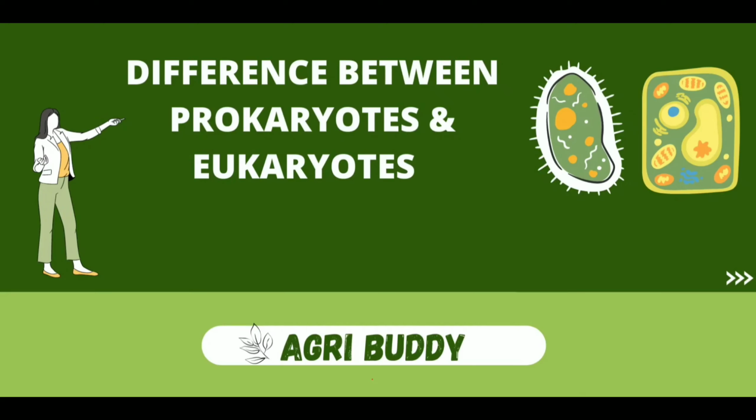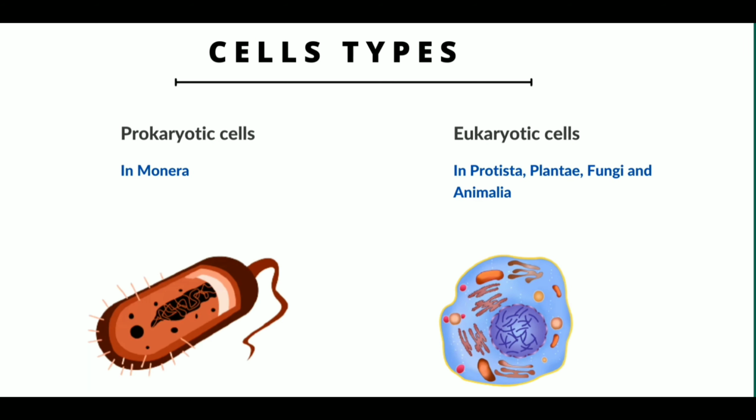Welcome to everybody. Today in this video we will discuss prokaryotic cells and eukaryotic cells and the differences between prokaryotes and eukaryotes. There are two types of cells. The first one are the prokaryotic cells and the second one are the eukaryotic cells. Now, prokaryotic cells are seen in kingdom Monera and eukaryotic cells are seen in kingdom Protista, Plantae, Fungi and Animalia.